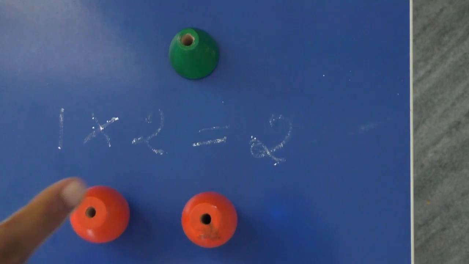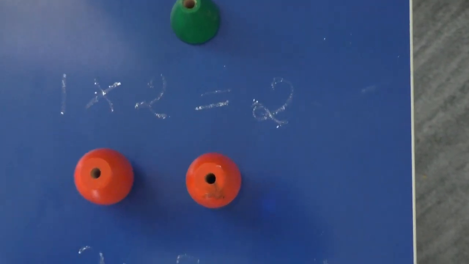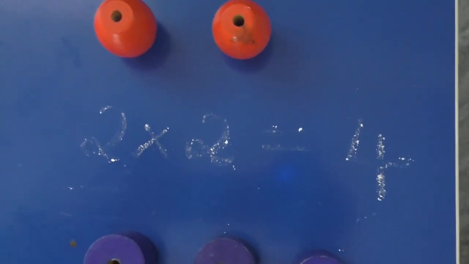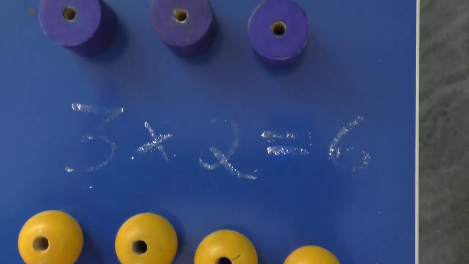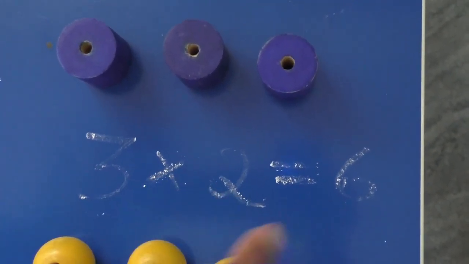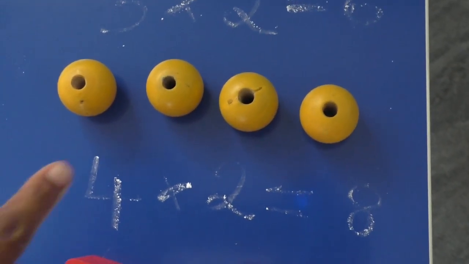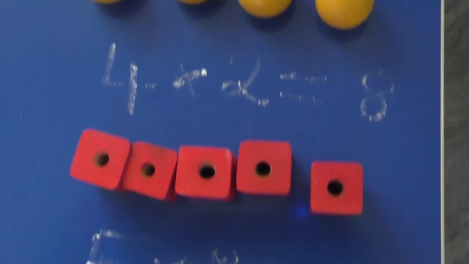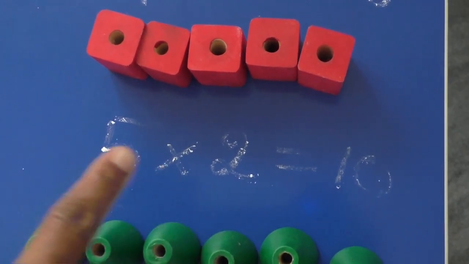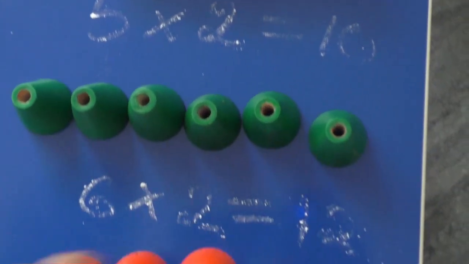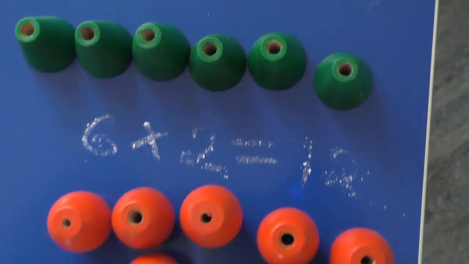1 group, 2 holes. So we get total 2 holes. So 1 into 2 is 2. 2 beads, 2 holes each. So 2 into 2 is 4. 3 beads, 2 holes each. 3 into 2 is 6. 4 beads, 2 holes each. 4 into 2 is 8. 5 beads, 2 holes each. 5 into 2 is 10. 6 beads, 2 holes each. 6 into 2 is 12.